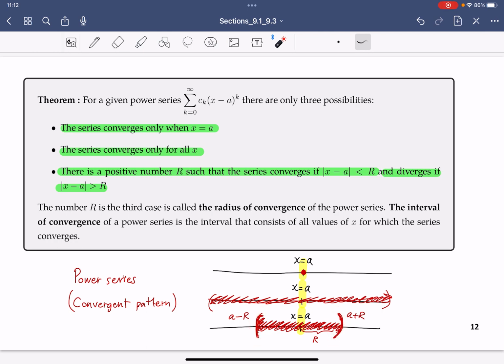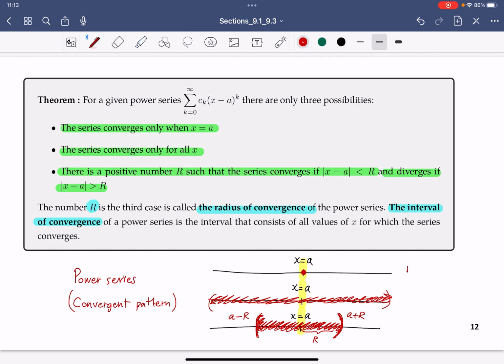Because the ratio test cannot be applied when x equals a plus r and a minus r, you have to separate it and do it yourself with something else. So we're going to define the term interval of convergence. This is the set that saves all x values for which the series is convergent, and the radius of convergence is going to be the number r here.